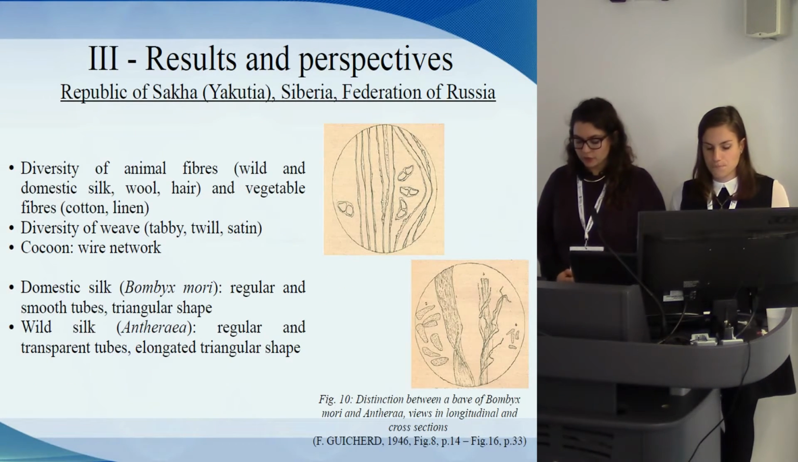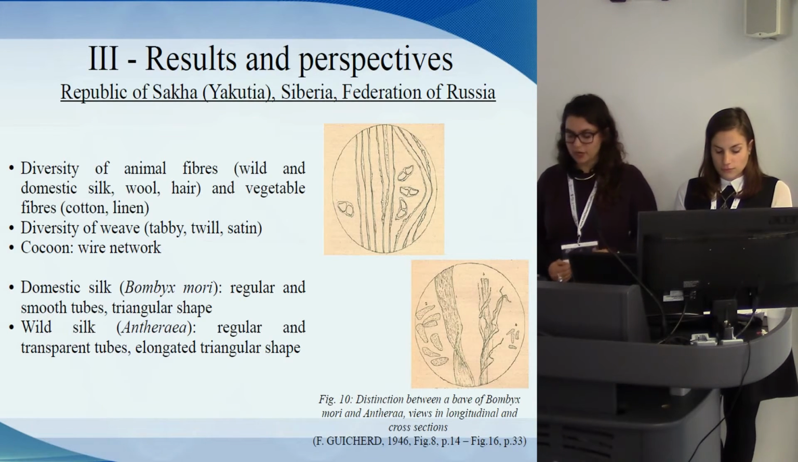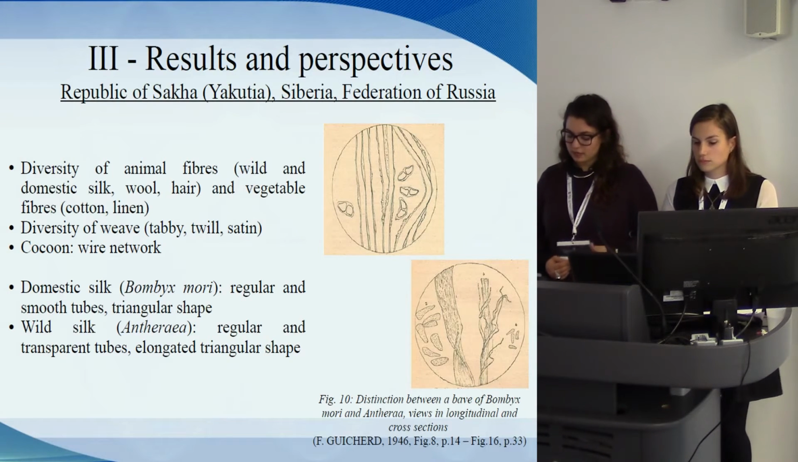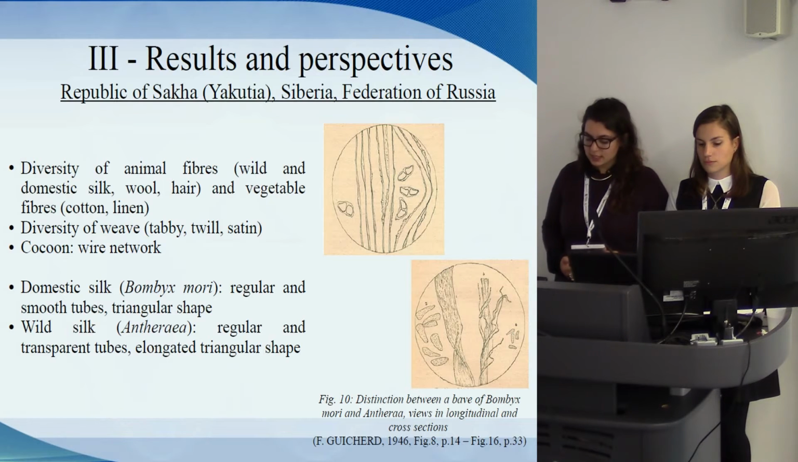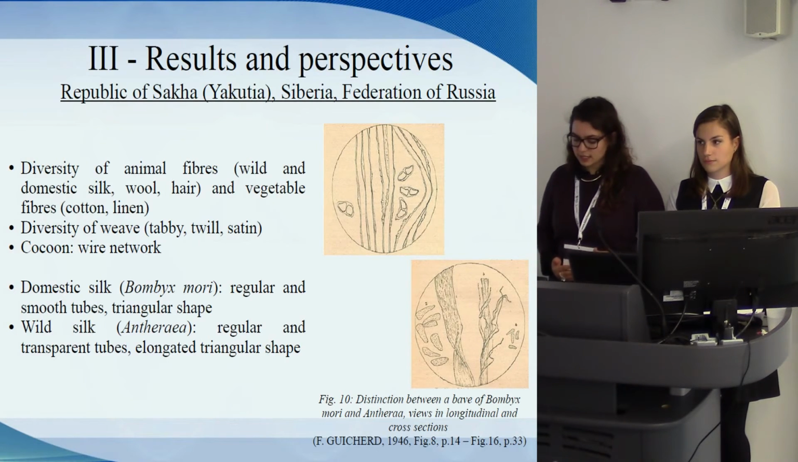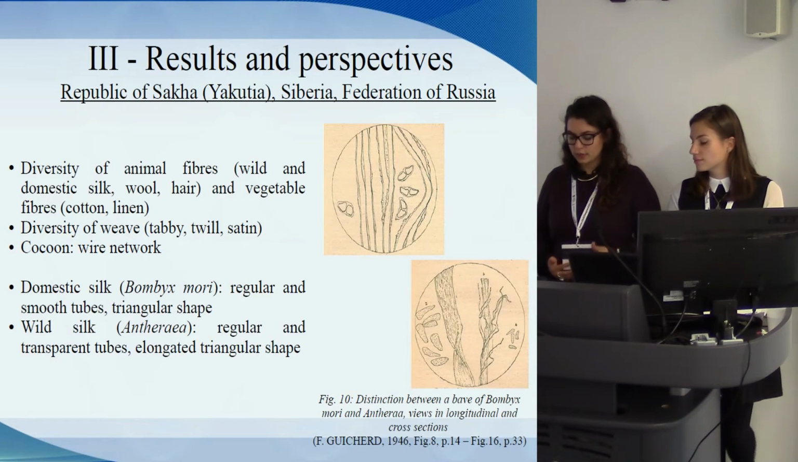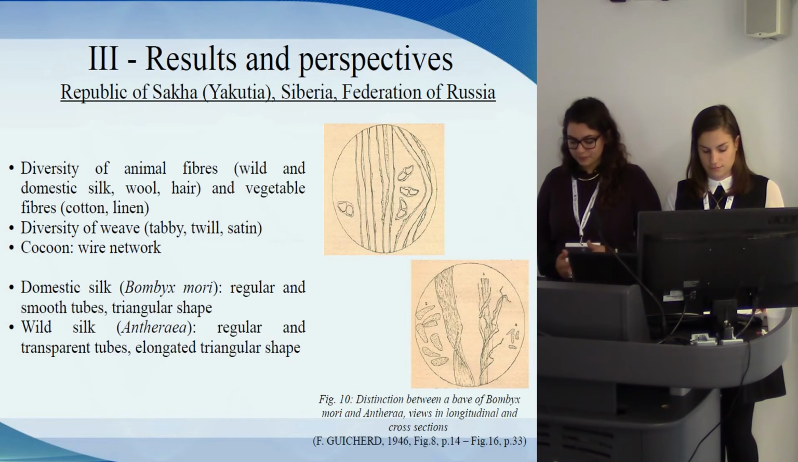Analysis of samples found in Yakutia was able to demonstrate the diversity of animal fibers, wild and domestic silk, wool, hair, and plant fibers, cotton, linen, but also the diversity of weave, tabby, twill, or satin. There are 2 silk categories: domestic silk and wild silk. In both cases, and whatever the species, the worm produces silk thread to make a cocoon, in which it is transformed into a butterfly. The cocoon is formed by a wire network.